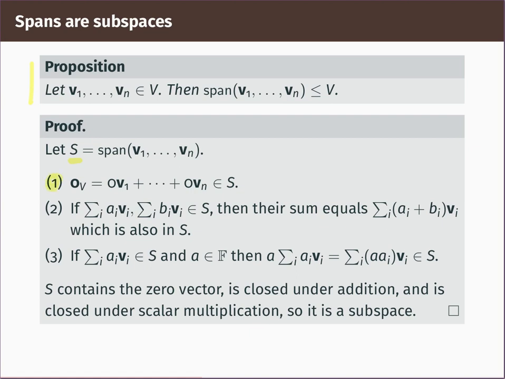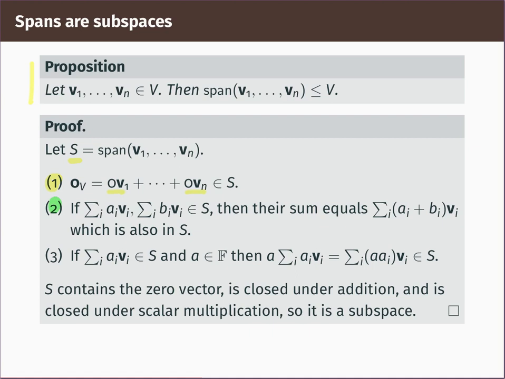So condition 1 is containing the zero vector. Well, the span is the set of all linear combinations of v1 up to vn. So in particular, it contains the linear combination 0 times v1 plus 0 times v2 up to 0 times vn. But 0 times v1 is always the zero vector, 0 times v2 is always the zero vector, and so on. So this is just a bunch of copies of the zero vector, and when you add the zero vector to itself a bunch of times, you get the zero vector again. So this linear combination, which is an element of S, is the zero vector, and therefore the zero vector is in S.